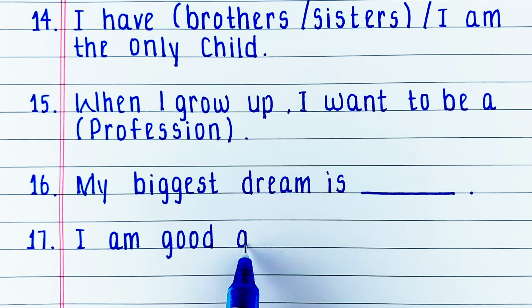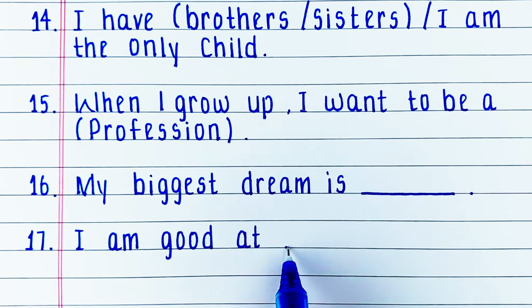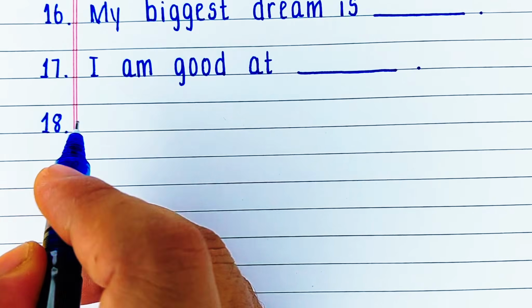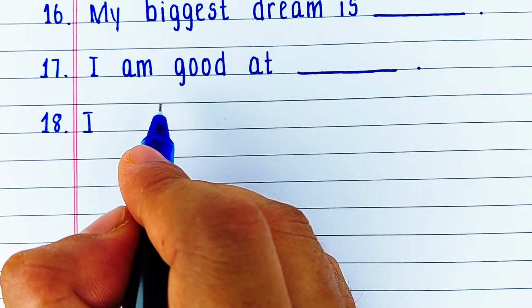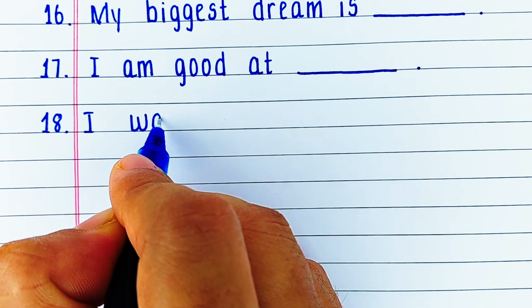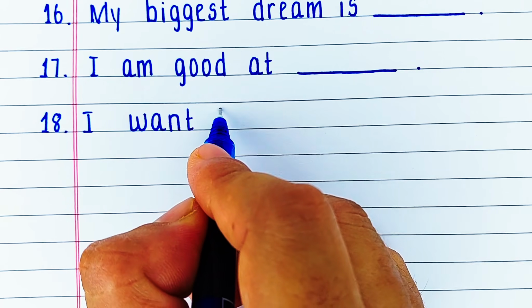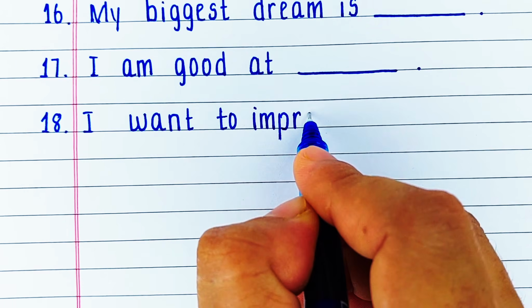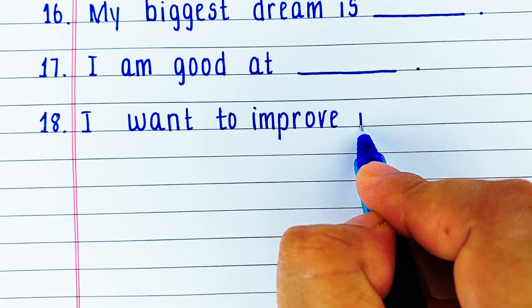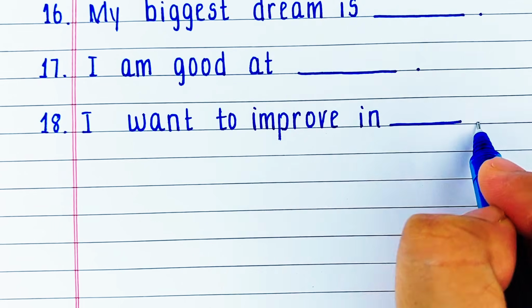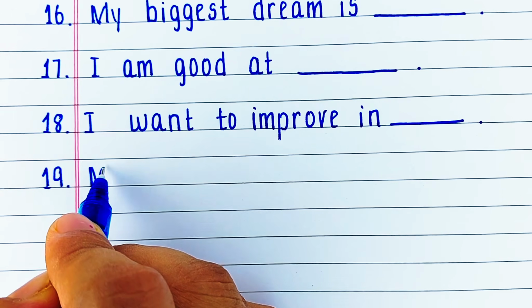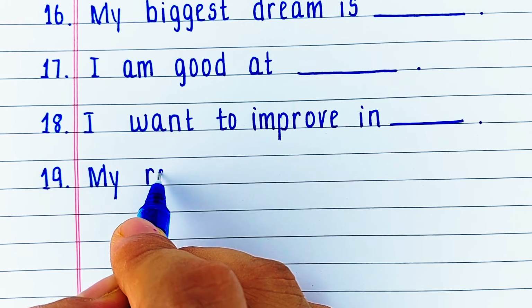Next line: I am good at dash. Here you can mention your hobbies or some activities in which you perform excellent, such as sports or academics, etc. Next line: I want to improve in dash. Here you can mention your weaknesses such as communication or friendliness, etc. You can mention here.